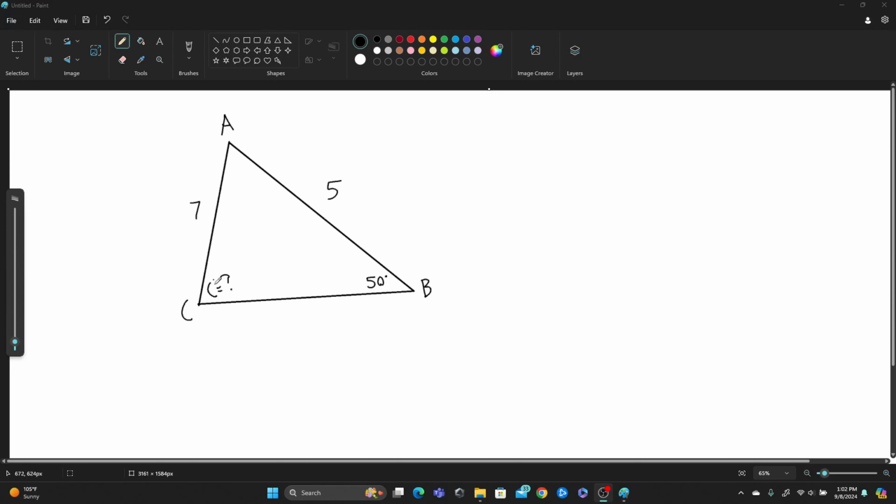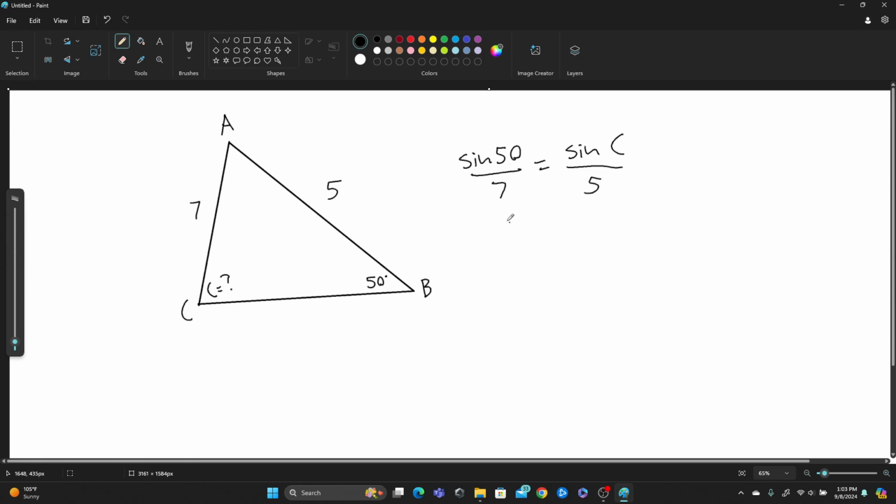In this one, they're asking for angle C. So go ahead and pause the video and try to find angle C using the law of sines. Okay, so the first thing we notice is that we have a complete angle and side ratio. So we can go here and write sine of 50 degrees over 7 is equal to sine of angle C over 5, because that's side C.